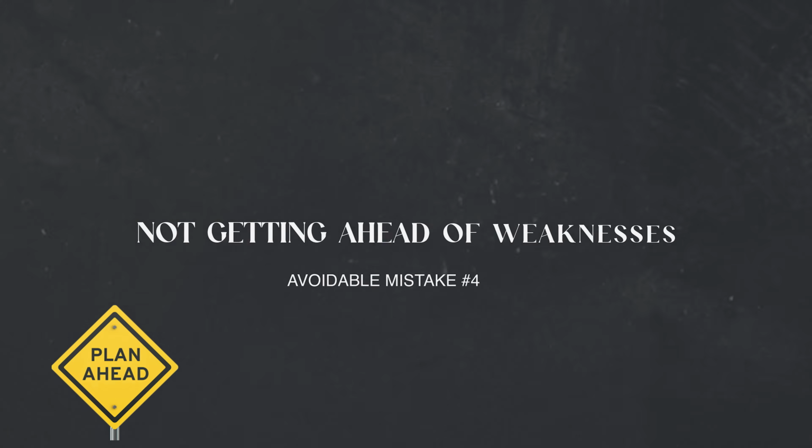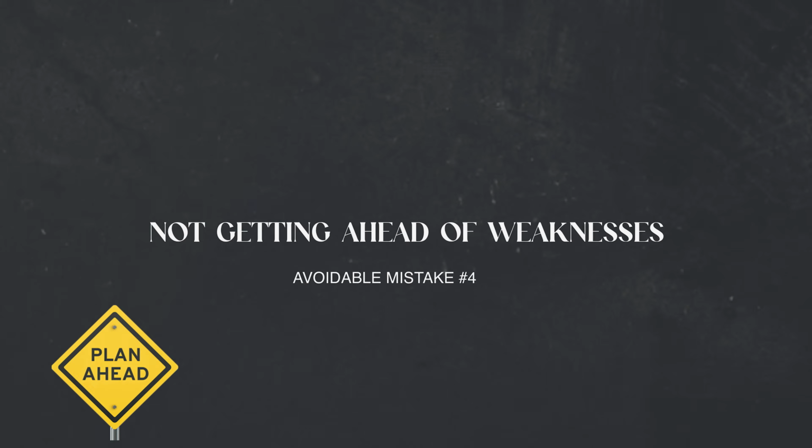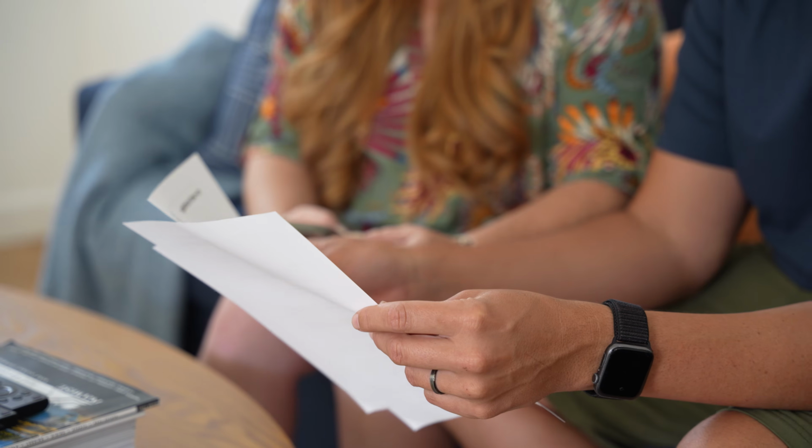A few weeks ago, we shared a video about avoidable mistakes in your short-term rental and how they can lead to bad reviews. One of those mistakes was not getting ahead of any known limitations at your property, and also having a plan for how to help guests still have a good experience despite those limitations. In that video, our example is parking.